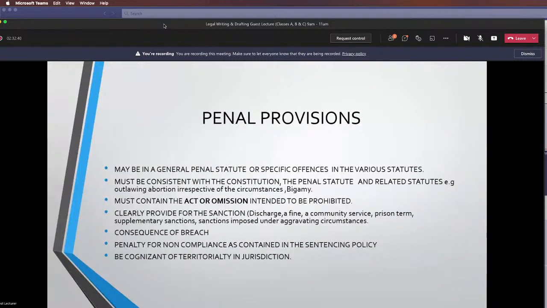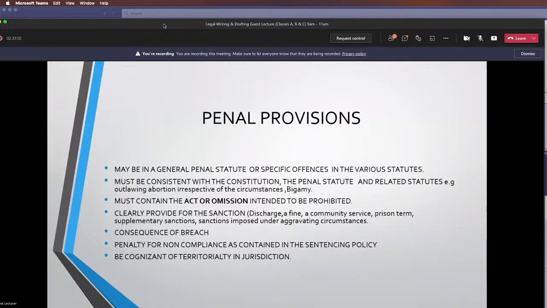For instance, a repeat of this. If you're a first offender, you may provide that anybody who commits a traffic offense a second and a third time in subsequent offenses may be denied his driver's license. So you have to provide for sanction imposed under aggravating circumstances, which somebody is a repeat offender, for instance.